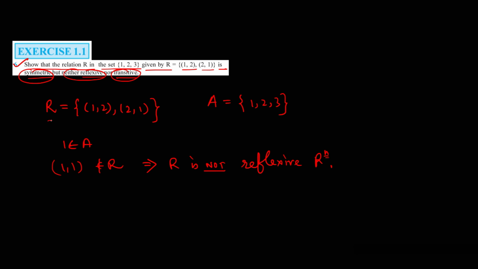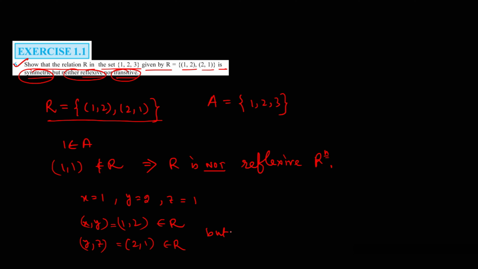Now, is it transitive or not? From the listing of R, we can say x equal to 1, y equal to 2, and z equal to 1. See that (x, y), that means (1, 2), is in R, and (y, z), that is (2, 1), is in R, but (x, z), that is (1, 1), does not belong to R. So that implies that R is not a transitive relation.